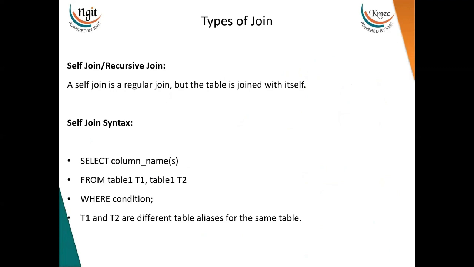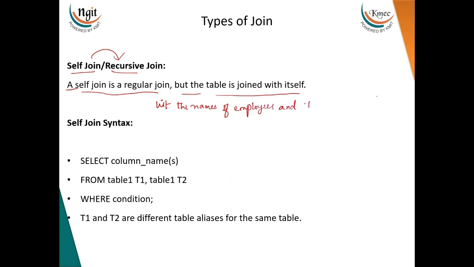And next coming to self-join. And the other name for self-join is what? Recursive join. We have only one table and the table is joined to itself where the joining condition is based on the column of the same table. Right. List the names of employees and their manager names from employee table.